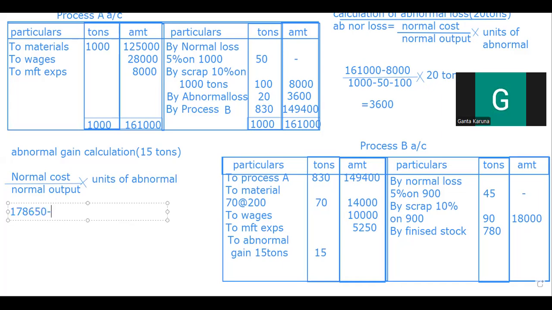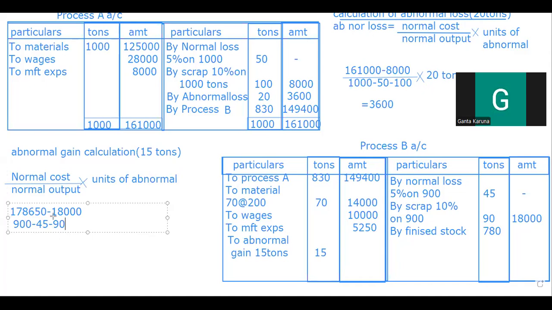From this one, I'll minus the right side amount, 18,000. Then I will divide with the normal output. First, 15, you hide it. For some time, just don't think about 15. If I take away the 15, 900 was the actual units. So 900 minus normal loss of 45 and scrap loss of 90. What is the net value? It is going to be around 765. That is what I'm going to take here.